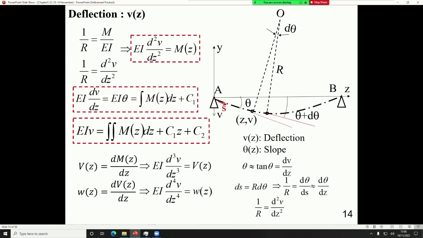So on slide number 14, we found a direct relation between the bending moment applied to the beam and the deflection distribution along the beam. Any question regarding slide 14? This is not new to you. Okay.